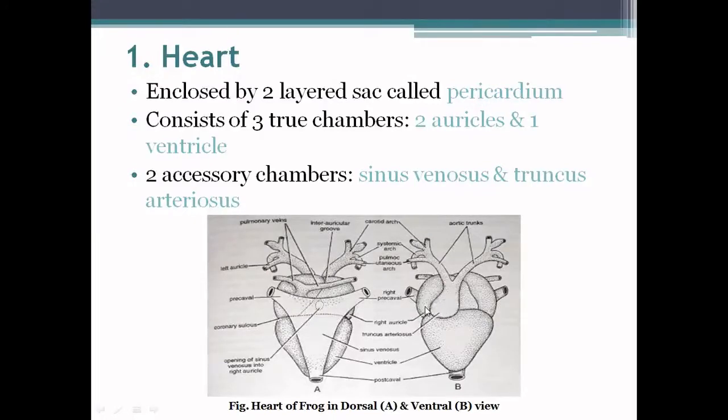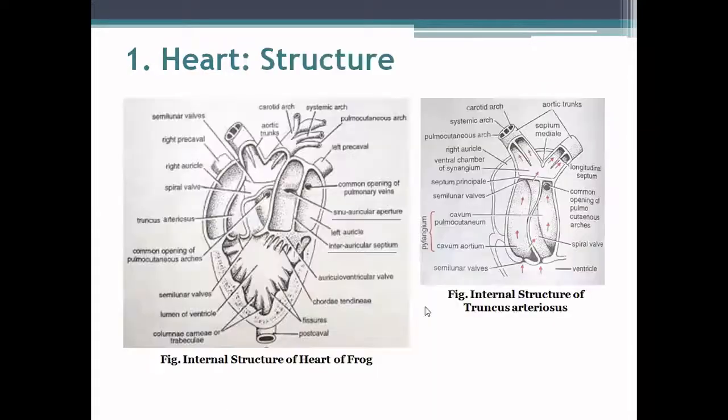So first we will study about the auricles. These are thin walled and both are completely separated by a thin vertical interauricular septum. Here is interauricular septum. This is right auricle and this is left auricle. Right one is much larger than the left auricle and both are separated by this interauricular septum.